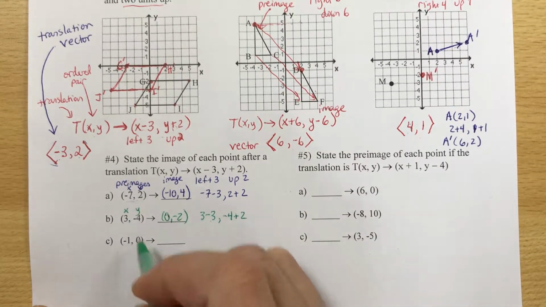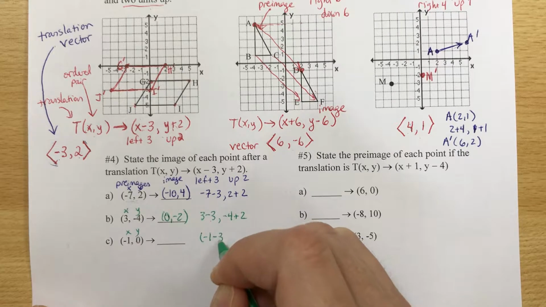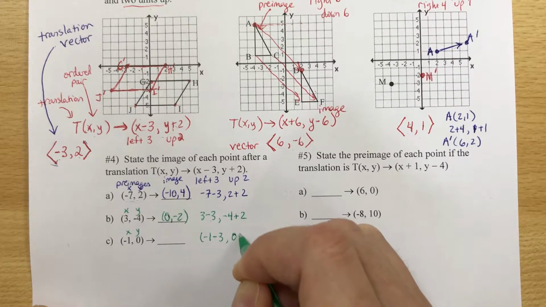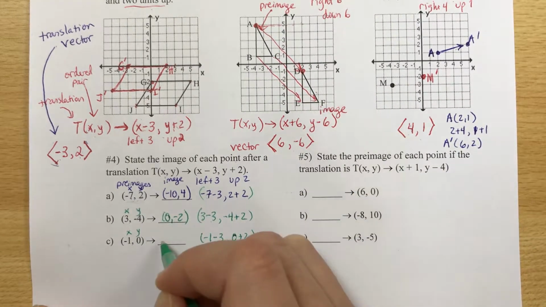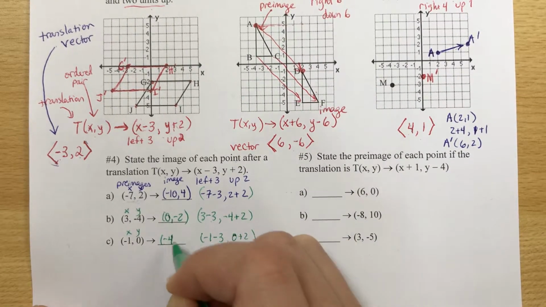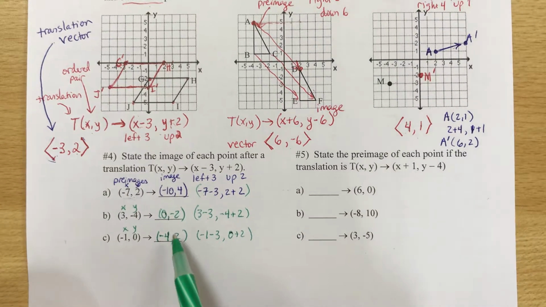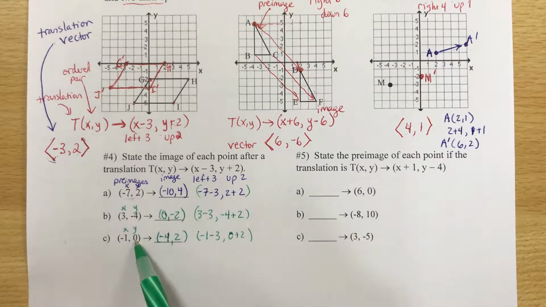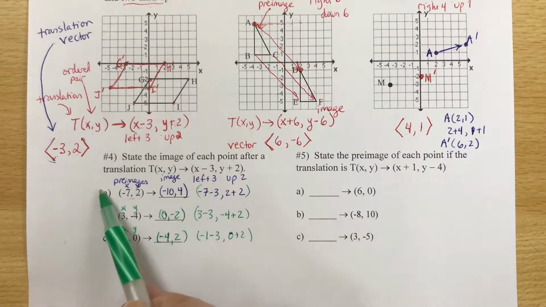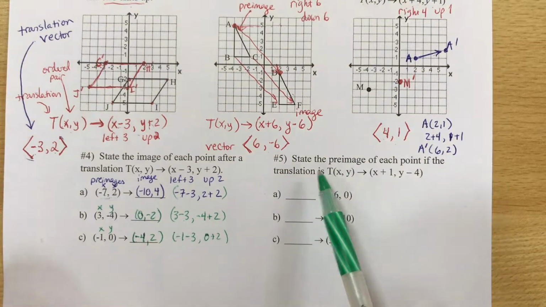You're just plugging in the values for x and y and working them out. X minus 3 and y plus 2. Negative 1 minus 3 is negative 4. 0 plus 2 is 2. So you can do this algebraically. You can just do the computation. Or if you wanted to, you could plot these points and then count left 3, up 2. But it's going to be easier, I think, algebraically. So let's do the last one here, number 5.